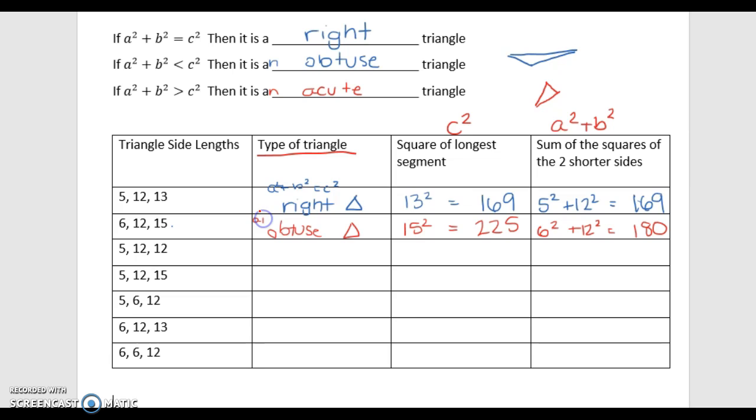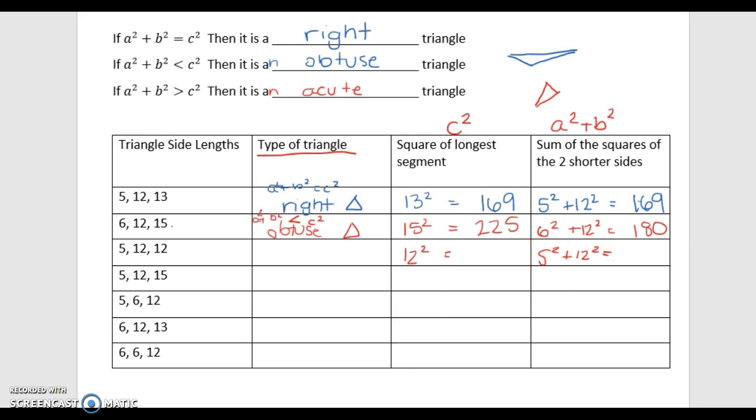Because a squared plus b squared is less than c squared. 180 is less than 225. Alright, the next one, 5, 12, and 12. So 12 is both one of the legs and the hypotenuse. So then we do 5 squared plus 12 squared.